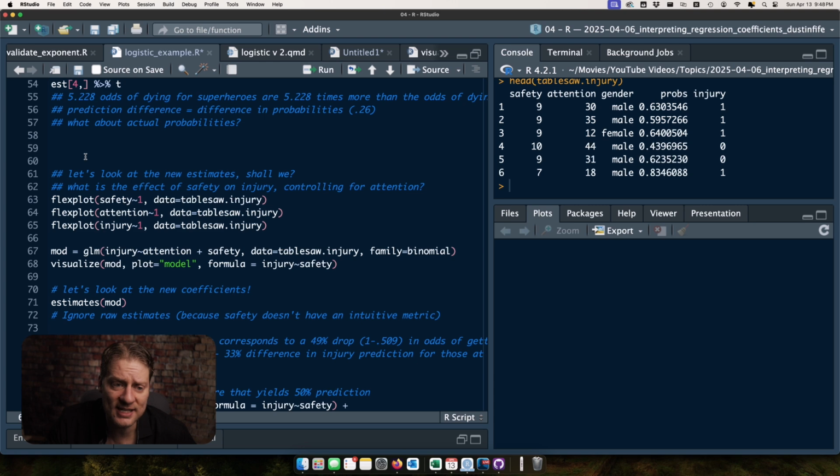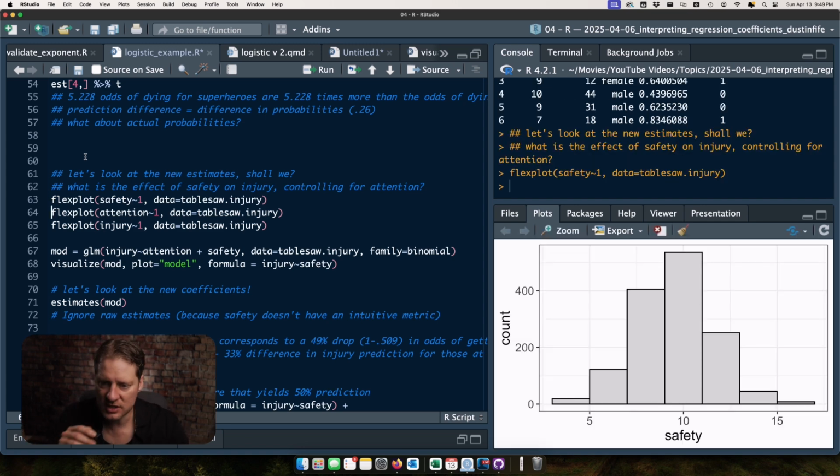So what we want to know is what is the effect of safety on injury once we control for attention. Let's say we're evaluating their safety score, and theoretically their attention can't be controlled. People have natural attentiveness, and you can't affect that, but what you can affect is their safety rating. We are evaluating people on their safety scores, and we want to see if you control for the thing that we can't control for, can you actually affect people's probability of getting injured by making them more safe? So let's go ahead and look at the univariate distributions, just because that's what we like to do.